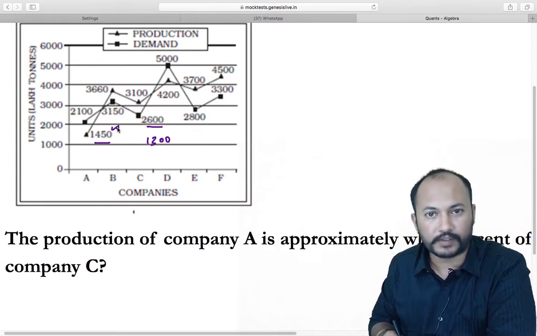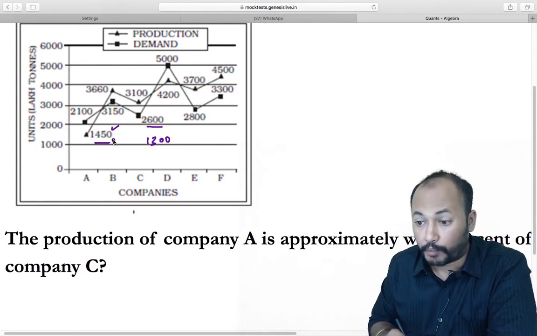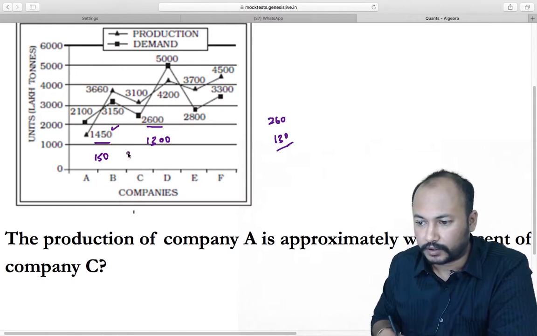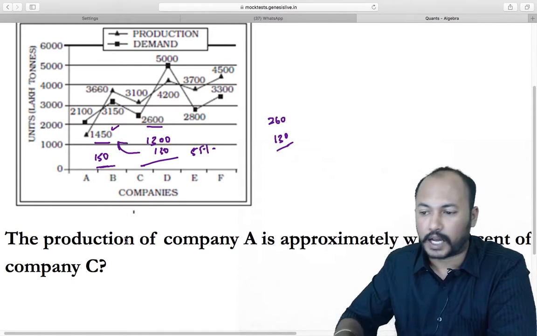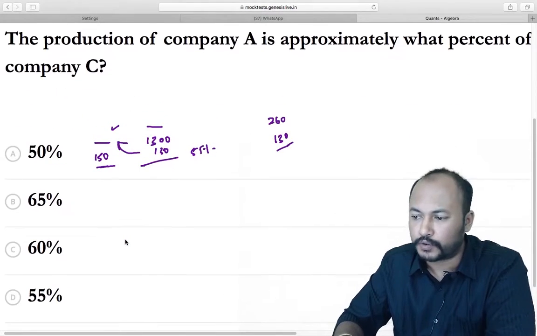Fine, this value is more than 50%, that's one thing. By how much? Difference is 150. 10% of this is 260. 5% is 130. Very close, 150 and 130. So plus 130 gives me 55%, which is close to this value. So the answer has to be somewhere close to 55%.